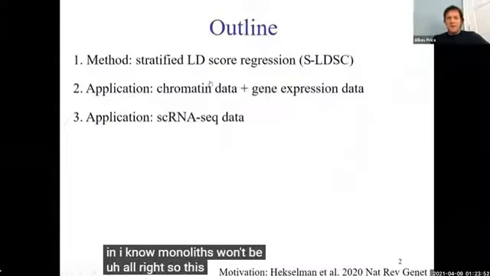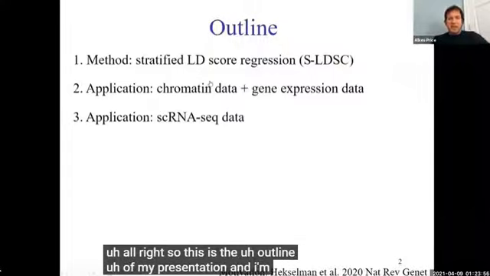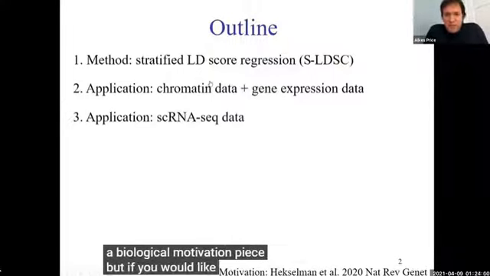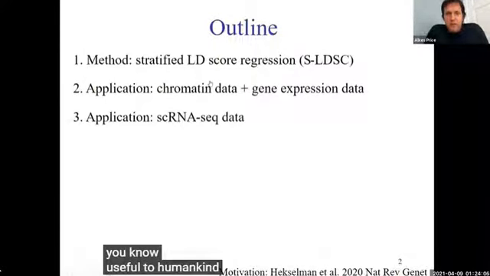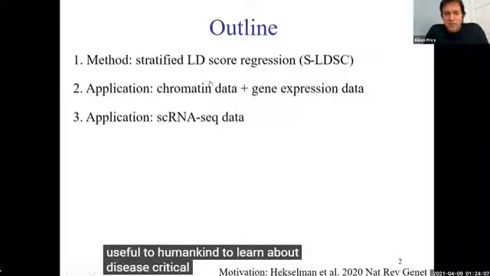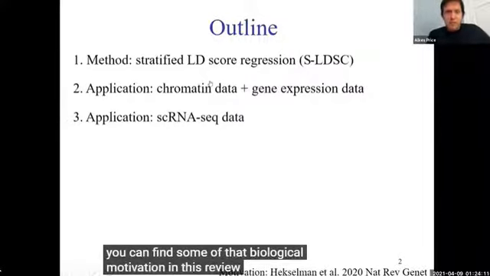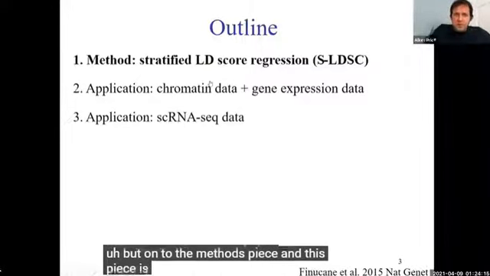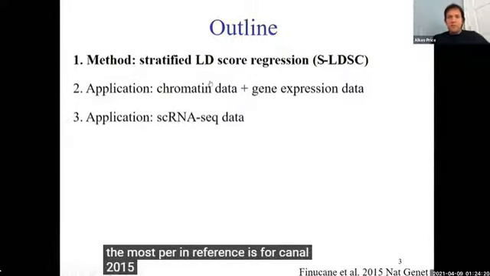All right, so this is the outline of my presentation. And I'm going to start with the methods piece and not with the biological motivation piece. But if you would like to know what the biological motivation is, of why it would be useful to humankind to learn about disease-critical cell types across the human body, you can find some of that biological motivation in this review paper. But on to the methods piece, and this piece is about stratified LD score regression. The most pertinent reference is Finucane 2015.